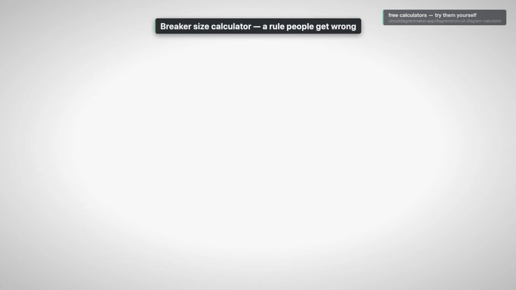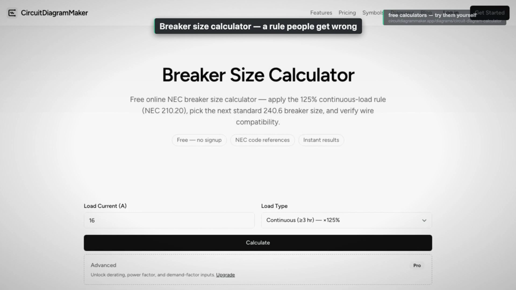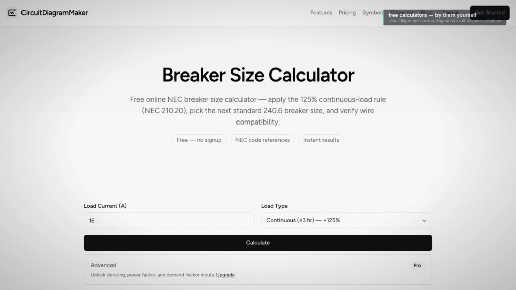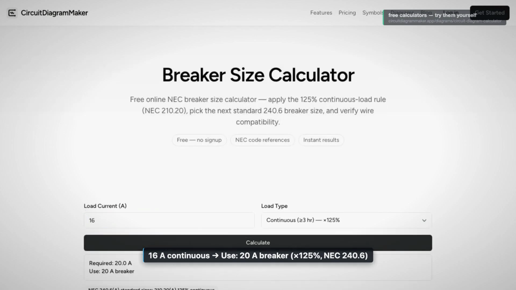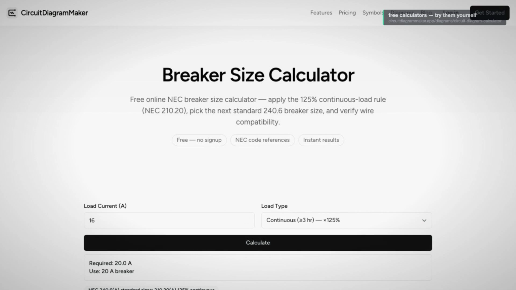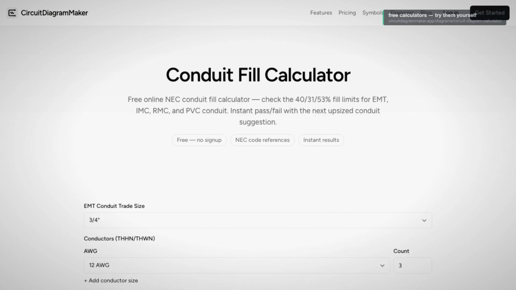Third, the breaker size calculator. And this one is a rule people get wrong. A 16 amp continuous load. You might reach for a 16 or a 20 and guess. Type 16 amps, mark it continuous, calculate. It returns, required 20 amps, use a 20 amp breaker. That's the NEC continuous load rule. Size the breaker to 125% of a continuous load. 16 times 1.25 is 20. It shows the required amps and the standard breaker size, and cites 240.6.